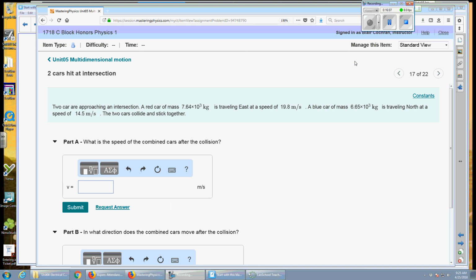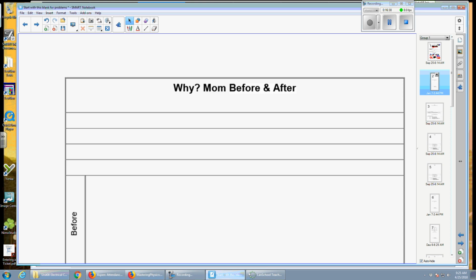All right, so 17. We have a momentum one here, right? Two cars approach the intersection. We got a red one traveling east and a blue one traveling north. They collide and stick together. So what type of collision? Inelastic, totally inelastic, right?